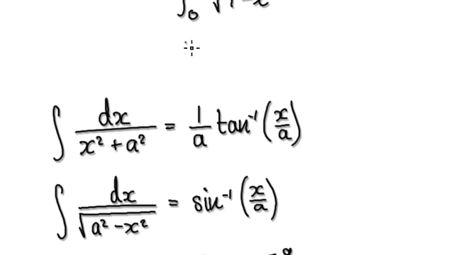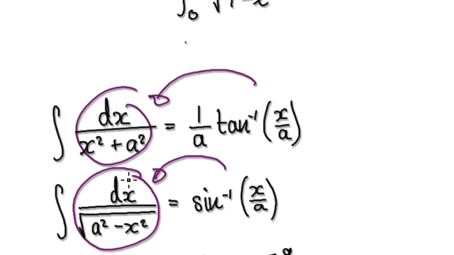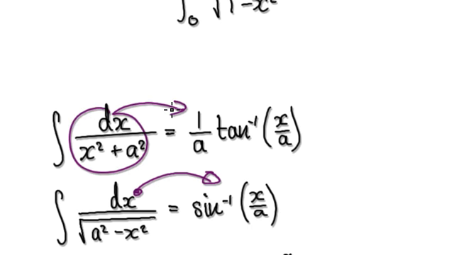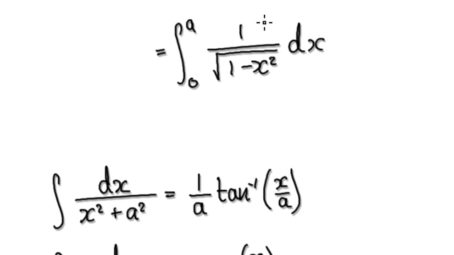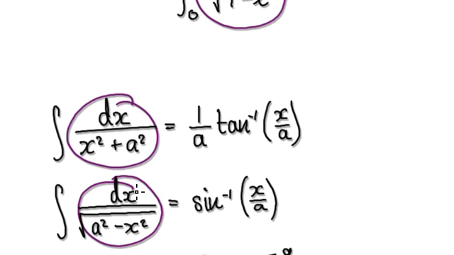Because if you differentiate arctan, it will give you something of this form. If you differentiate inverse sine of whatever, it will give you something of this form here. So to integrate it, it will then give you this. Now we are trying to integrate this. So keep an eye out for something of this form or of this form.